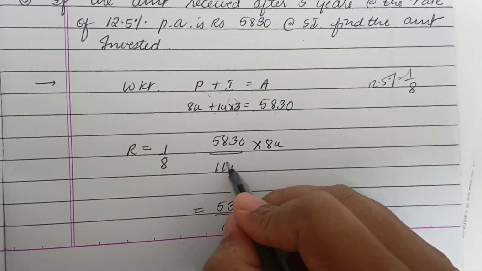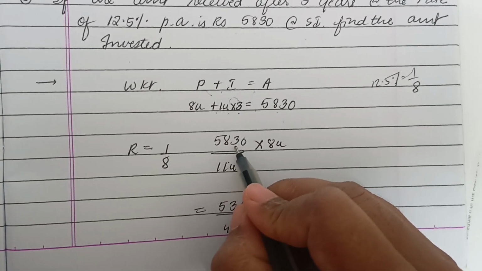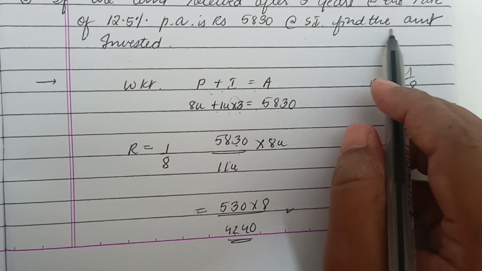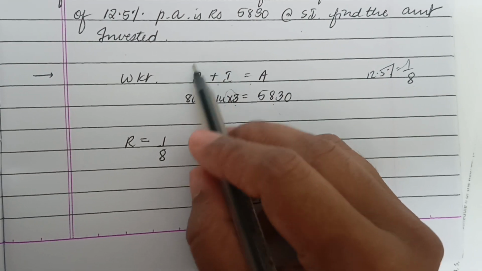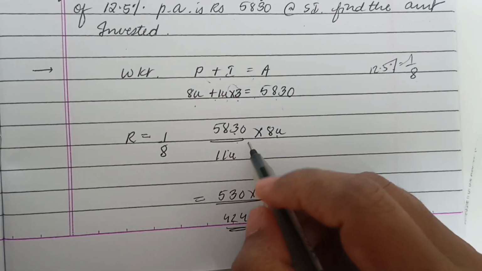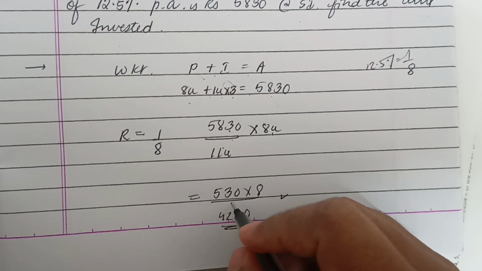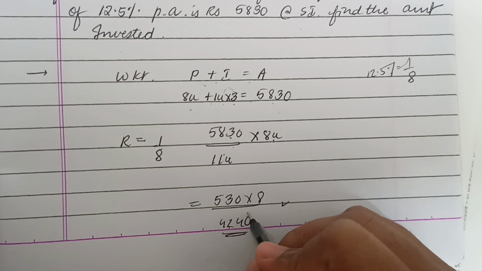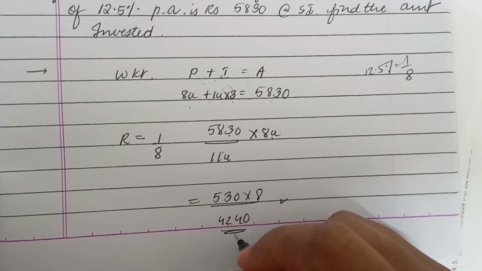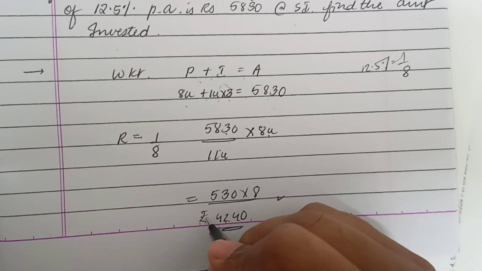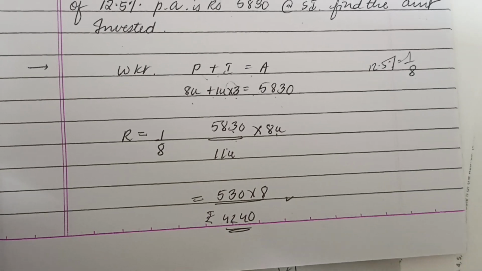So which means 11 unit will be equal to 5830, and we have to calculate the amount invested, which is the principal, that is 8 unit. So if I simplify this, I will get 530 into 8. So that will be equal to rupees 4240.